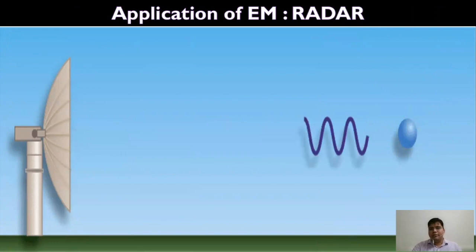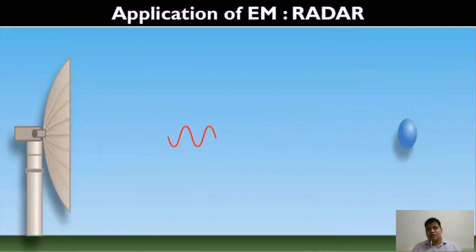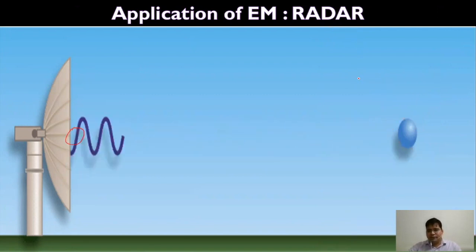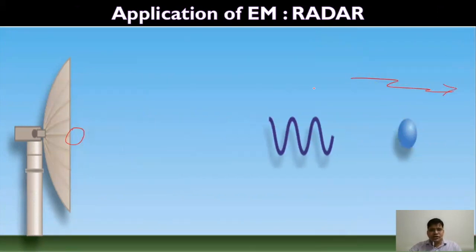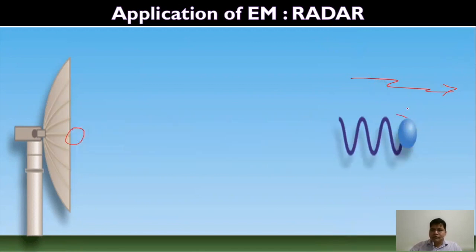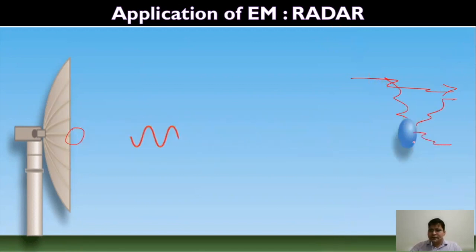Now, let's talk about the next application, that is radar. Radar is radio detection and ranging. It sends a signal towards the target. If there is no target, the signal will go into infinity and no signal will be reflected back. But if there is a target, there will be scattering of the signal, and some of it will go in different directions, but a small part of the reflected signal goes towards the radar side.